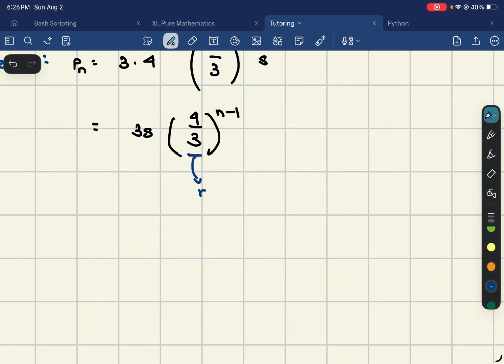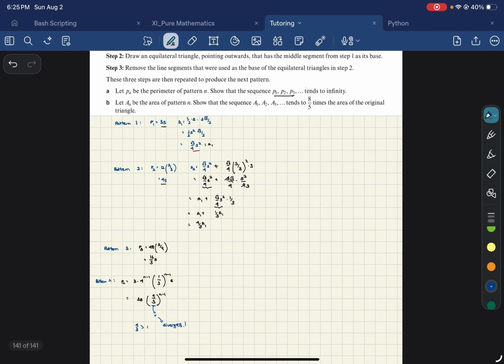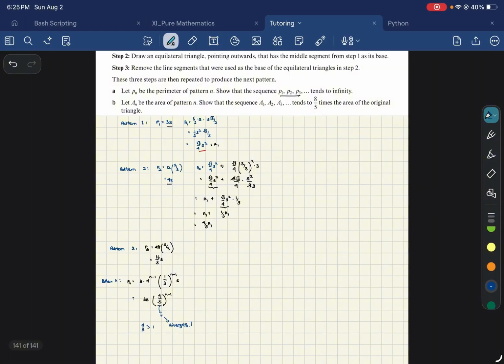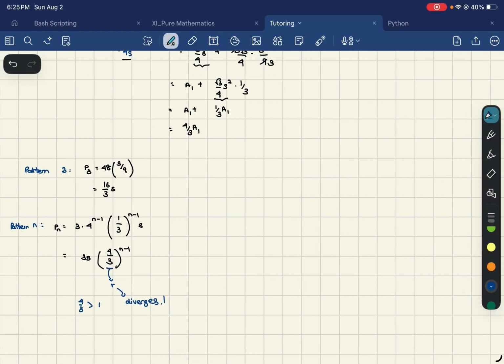If you think about it, this is going to be your common ratio. And the common ratio, which is 4 over 3, is bigger than modulus 1. It's bigger than 1. So therefore, this sequence diverges because the common ratio is bigger than 1. So that is why this pattern Pn diverges. It tends to infinity because at each step you're multiplying by 4 over 3, and 4 over 3 is bigger than 1, so it's not convergent.